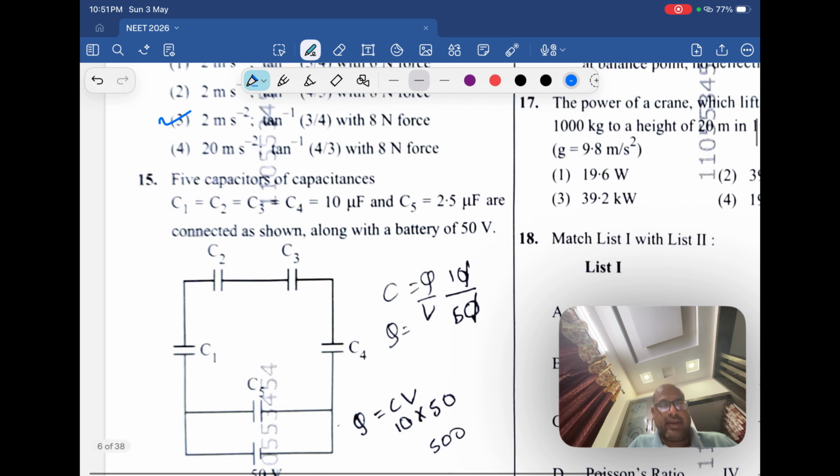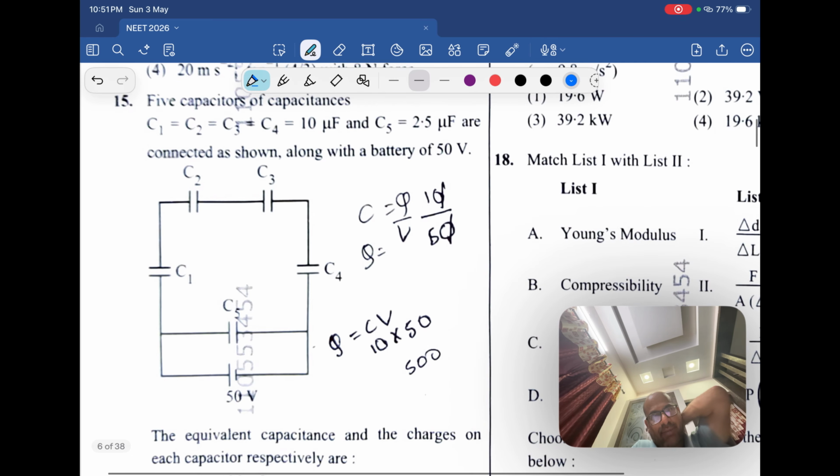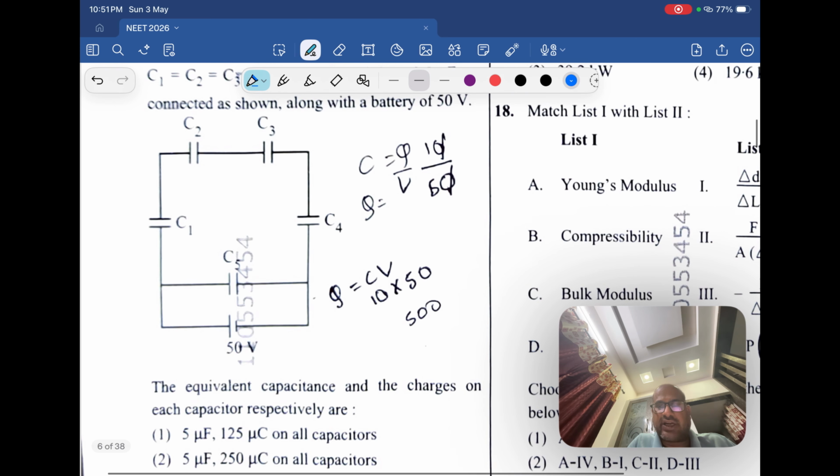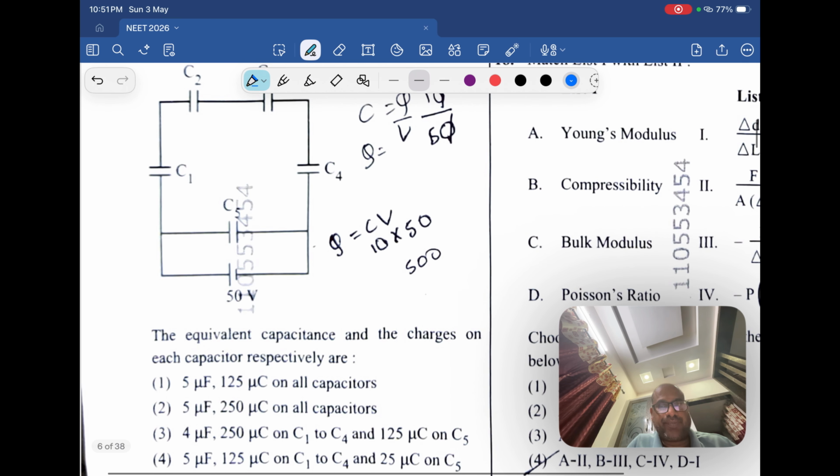Okay, so here is a capacitors question. All are equal, 10 microfarad, and C5 is 2.5 microfarad, along with a battery of 50 volts. The same question is also in NCERT, you can see it is given in the exercise questions at the back. So it is a capacitor, electrostatics question. Find the equivalent capacitance and the charge on each capacitor.